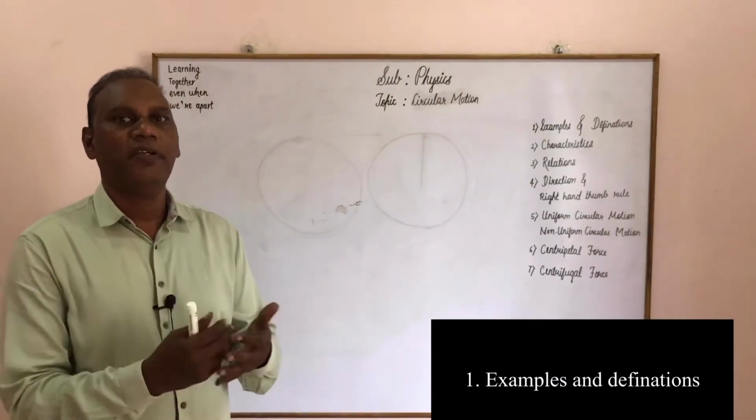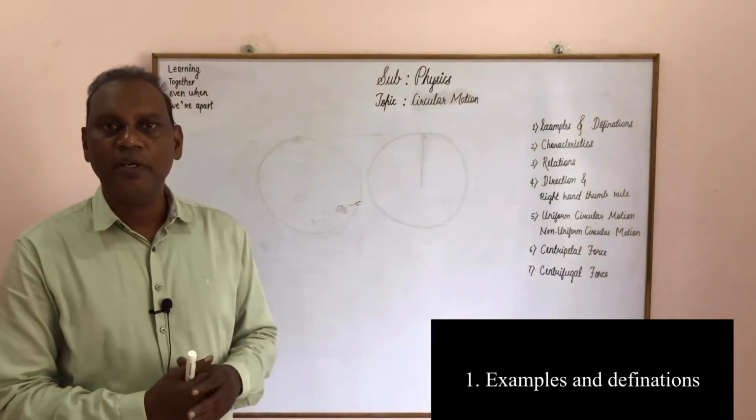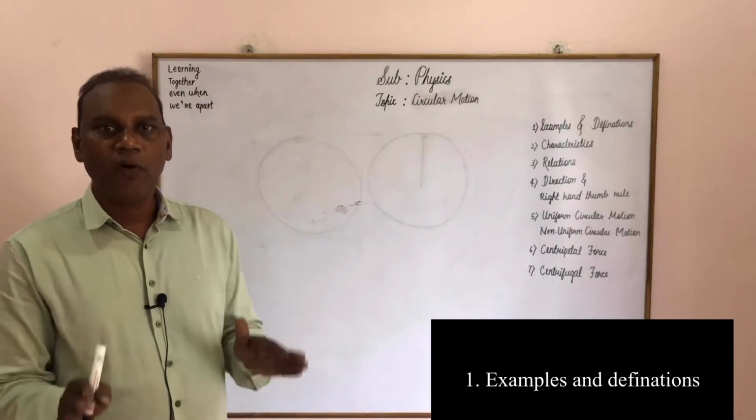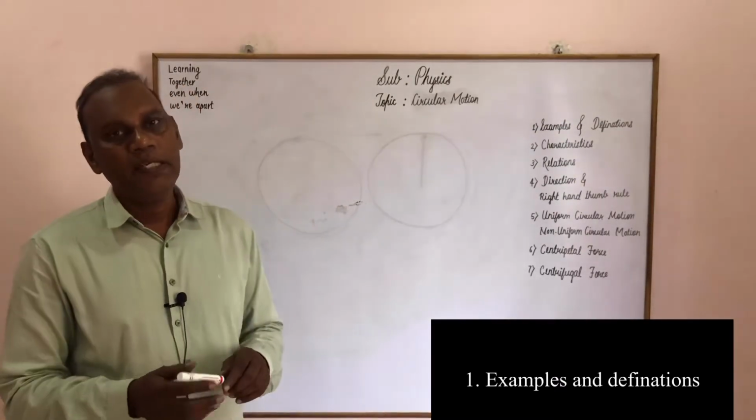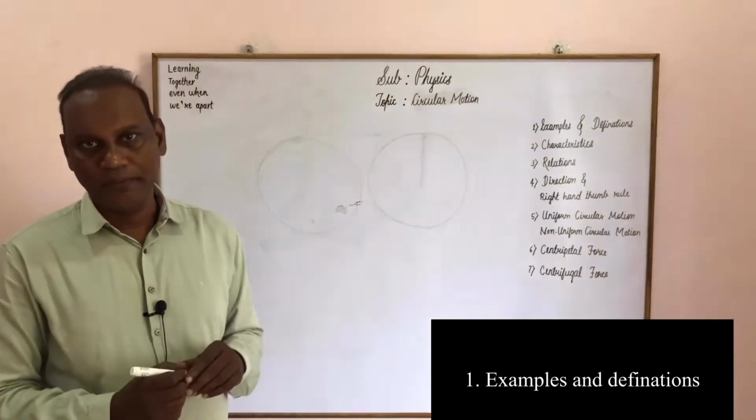Again I repeat the definition of circular motion. Motion of an object along the circumference of a circle is called circular motion.